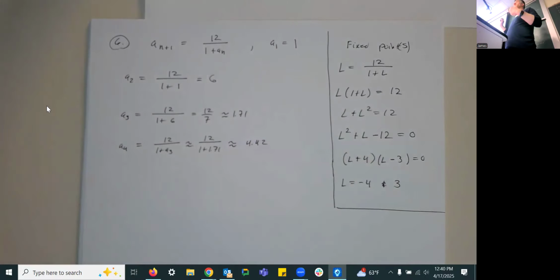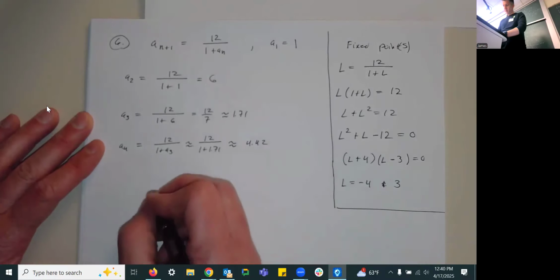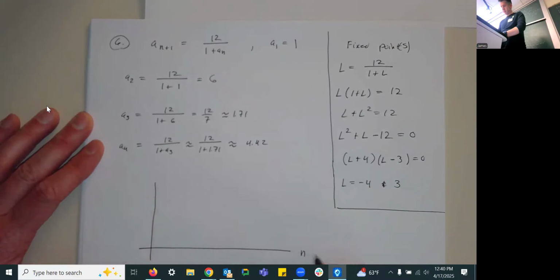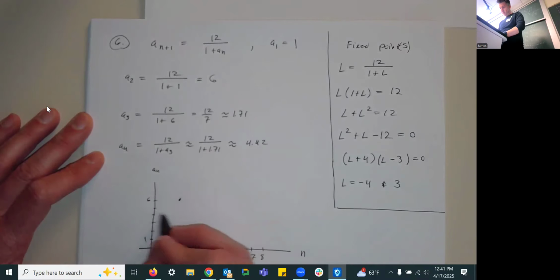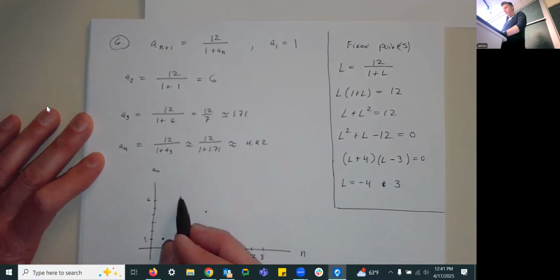So here's what I'm kind of seeing so far. We'll do some graphing, sure. I'm putting some n values on the x-axis and some output values on the y-axis. So when our first value was 1, our a sub 2 value was 6, our a sub 3 value was a little bigger than 1, our a sub 4 value is a little smaller than 6, it's 4.42. So it kind of looks like we're bouncing up and down, but maybe getting closer and closer to +3.